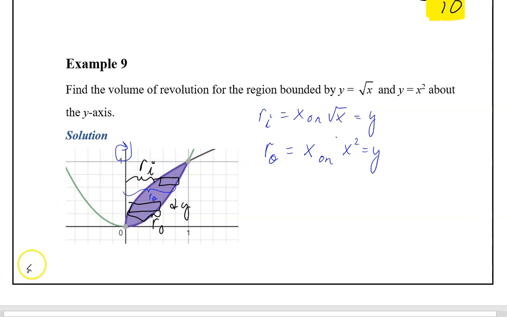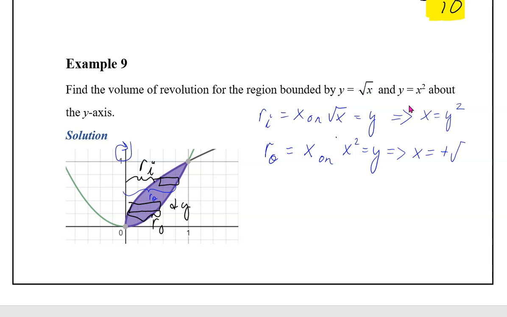Let's take a moment now to do that work. Solving this equation for x, we need to square both sides, which gives me that x is equal to y squared. In solving the second equation, I need to take the square root, which normally would give me a plus or a minus. But notice that on this one, I am only looking at the right arm, not the left arm. The right arm is the positive arm. This tells me that x is equal to the positive square root of y, because I have the right arm of the parabola. That's what gives me the plus sign.